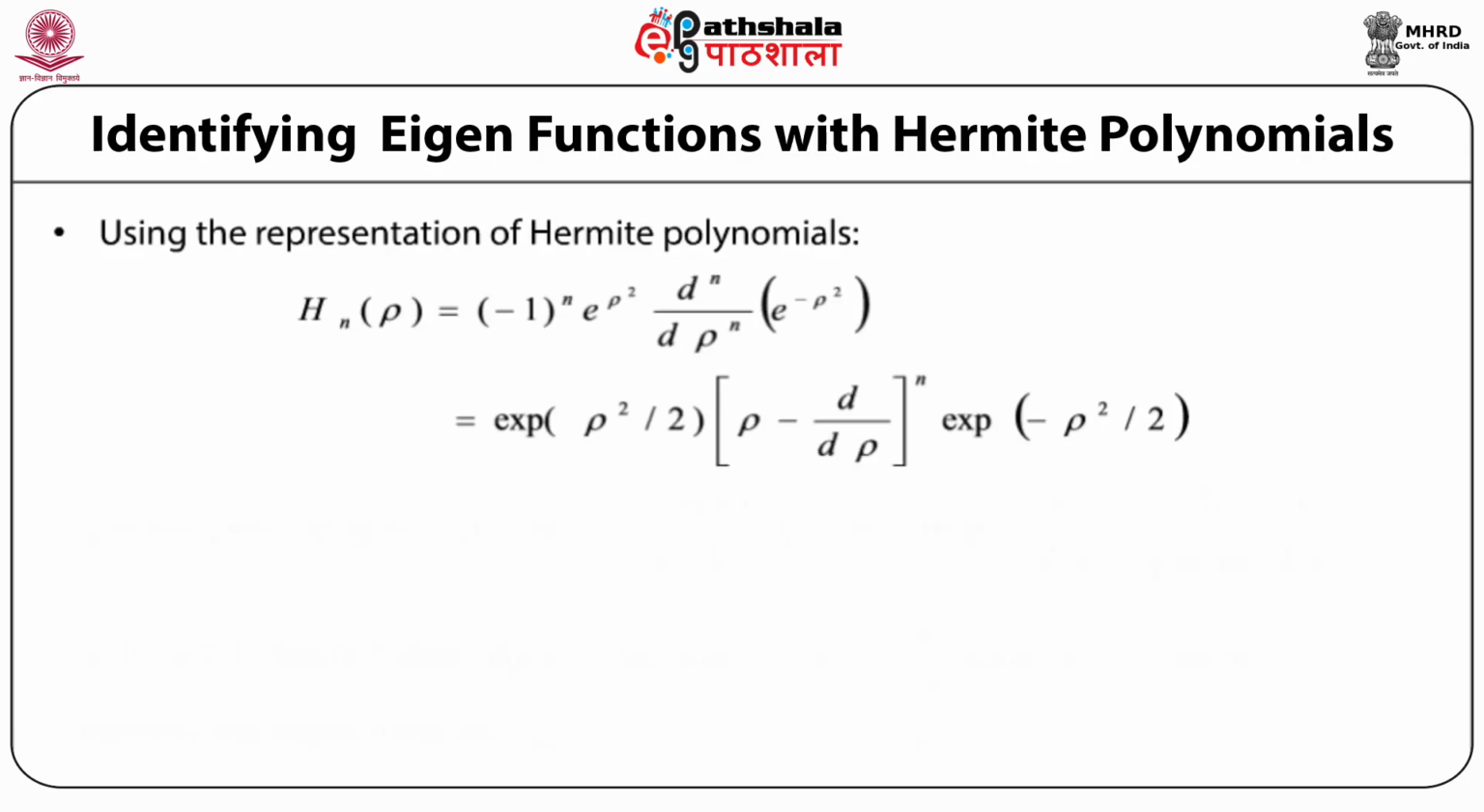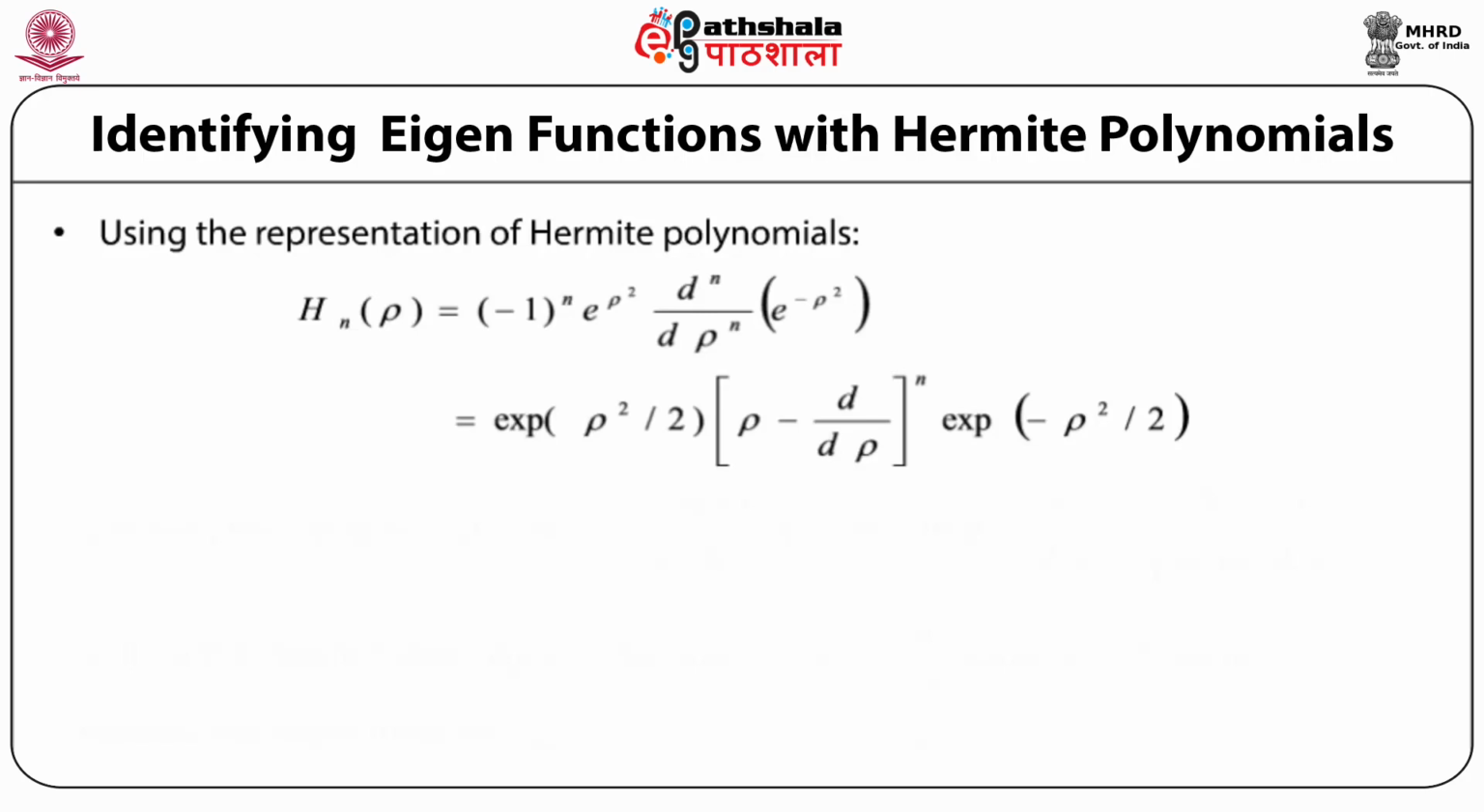Using this representation of the Hermite polynomial and defining the variable ρ as αx, which is equal to √(mω/ħ) times x, and then using this relation, we see that the derivative of any quantity with respect to the variable ρ, that is d/dρ, turns out to be equal to √(ħ/mω) times the derivative with respect to x, that is d/dx.